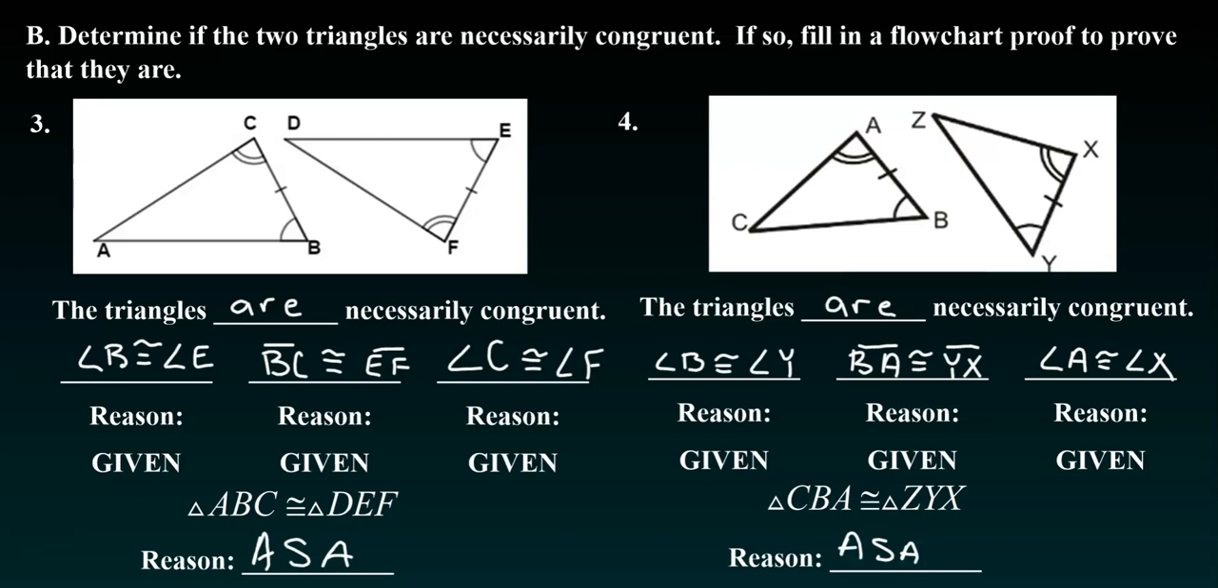Okay, so hopefully you said that they are necessarily congruent, that angle B is congruent to angle Y, side BA is congruent to side YX, and angle A is congruent to angle X, which then lets us say that the triangles are congruent to each other, and that the reasoning would be that we have angle, side, angle. And with that, that's how we determine if the two triangles are necessarily congruent and write a flowchart proof to prove that they are.